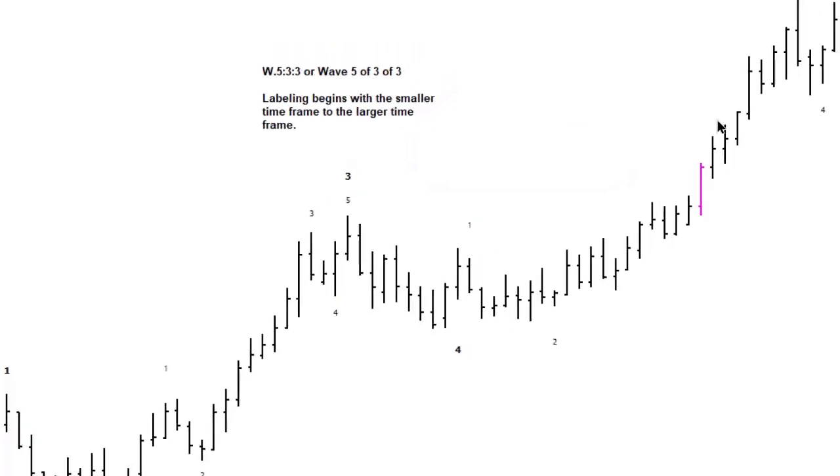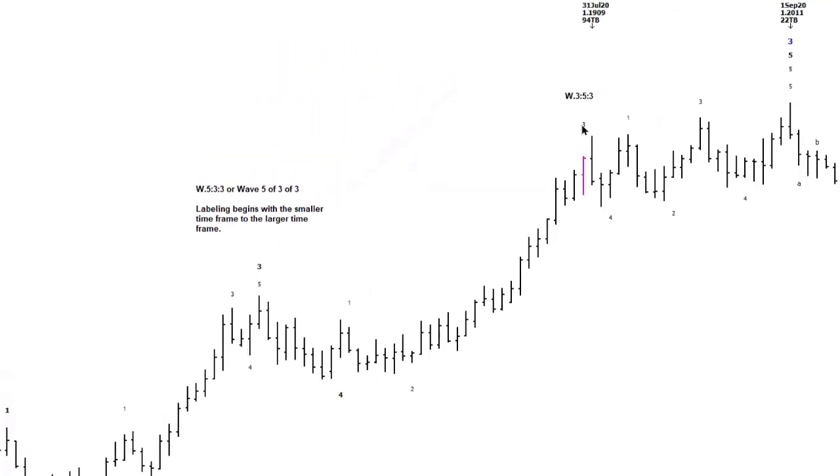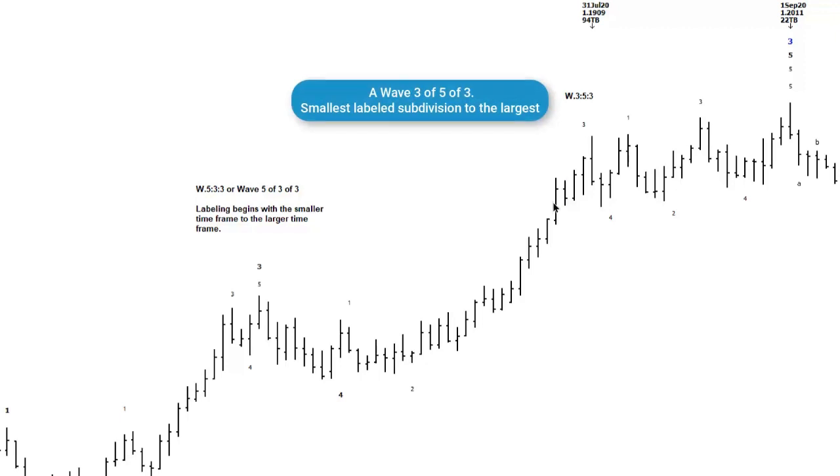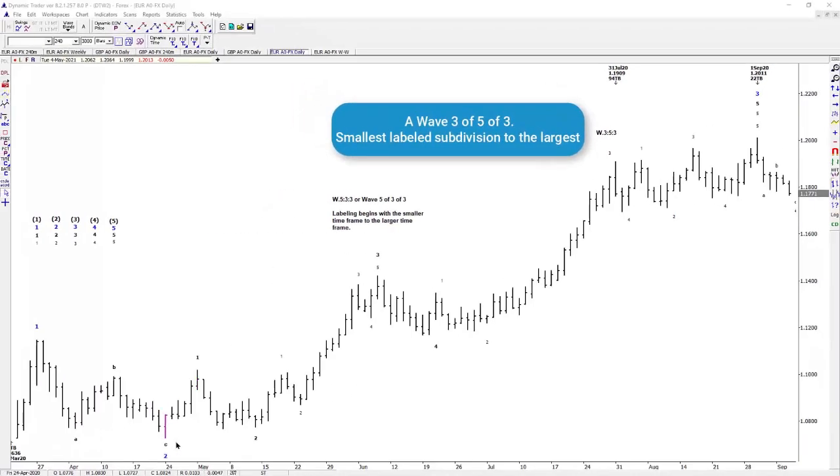So let's move up a ways. This is a wave 3. So it's a wave 3 of what? Well, it's a wave 3 of 5 of 3. So we're beginning from this wave 2, higher time frame, wave 2 low. 1, 2, 3, 4, 5. And then it's the 3 of 5 of 3.